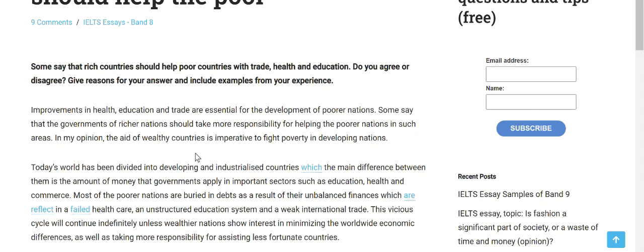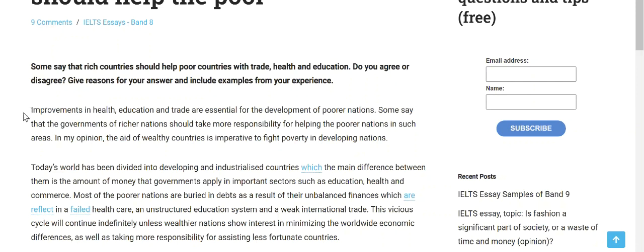Done. The first paragraph is paraphrasing the question, two sides and my side. Improvement in health, education, and trade are essential for development of poorer nations. Some say that the governments of richer nations should take more responsibility for helping the poorer nations in such areas. In my opinion, the aid of wealthy countries is imperative to fight poverty in developing nations. Okay.